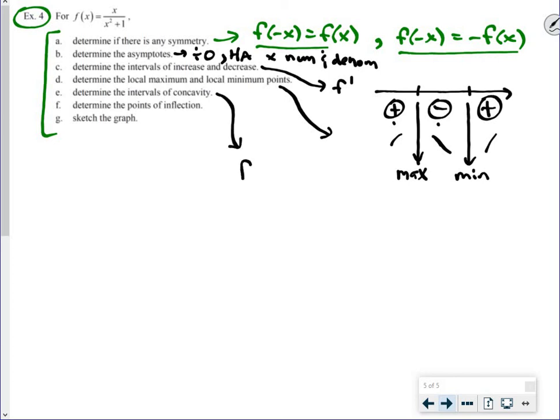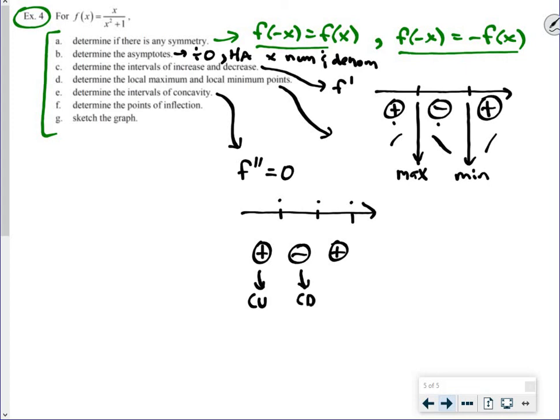Intervals of concavity, you'll do the double derivative, find out where it's 0, and set up your intervals. Those will be like points of inflection. If it's positive or negative, you can see it's concave up on that interval, concave down, concave up, that sort of thing. Points of inflection will be wherever the second derivative is 0. There may be 1, there may be 2 or 3 or so on, okay?